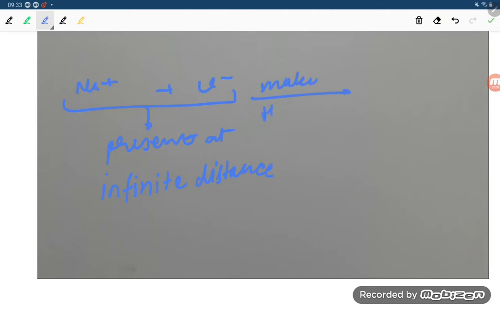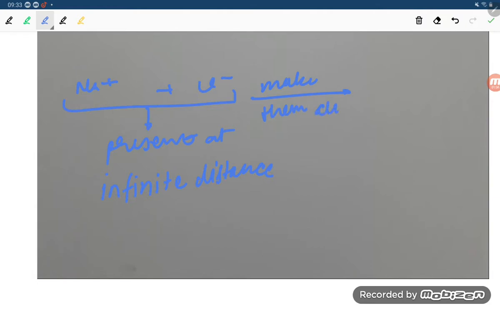So what they are saying, students, is that a cation is there, suppose Na+, and Cl- is there. And how far apart are they? They are present at infinite distance. Now what we are doing, students, is making them come close.